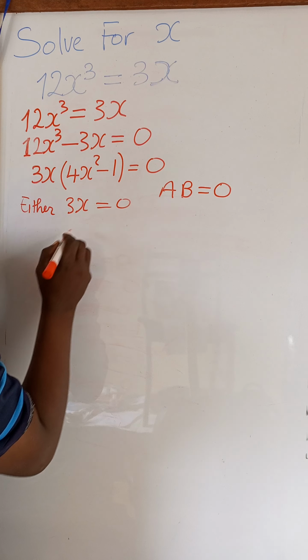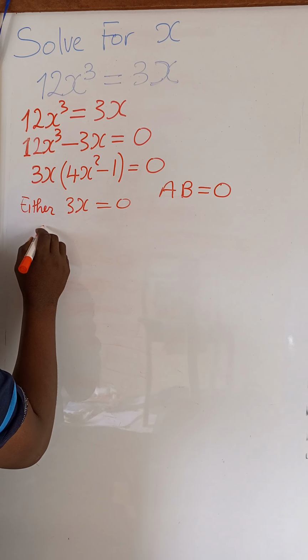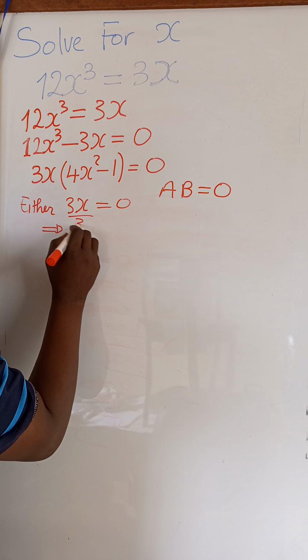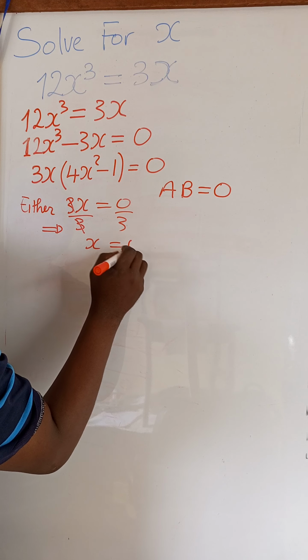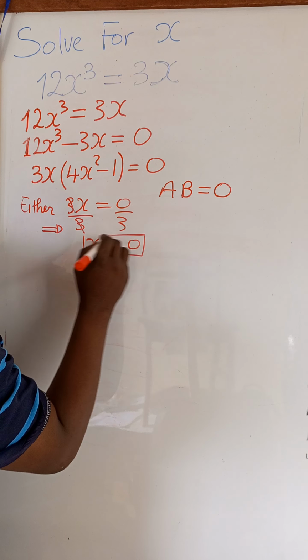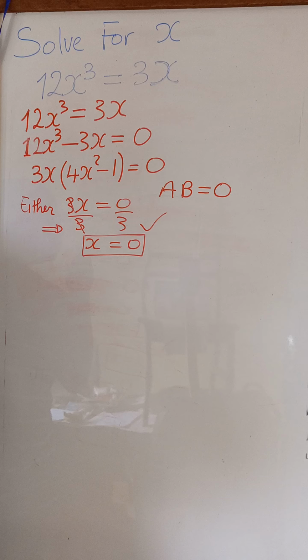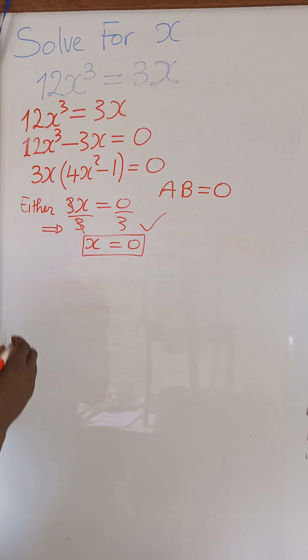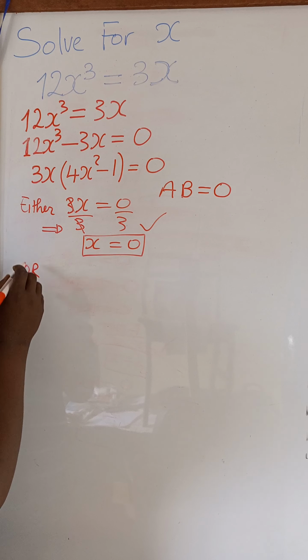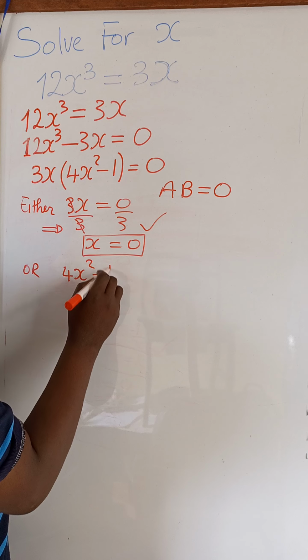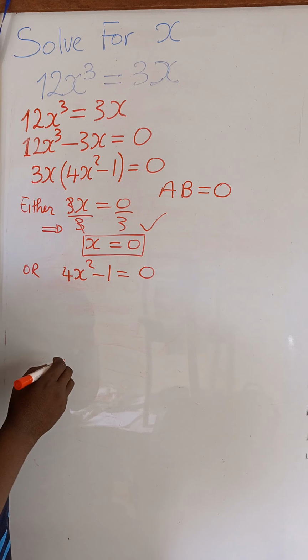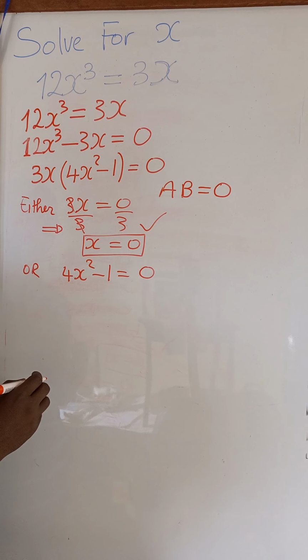3x equals 0, in which case, if we divide both sides by 3, 3 cancels, we have x equals 0. This gives us our first solution. So we take the other one, or 4x squared minus 1 equals 0.